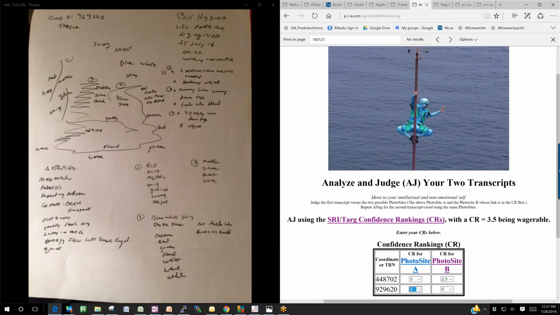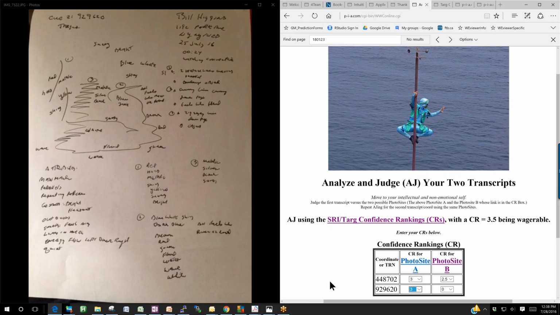At this point, we don't know. But what I do know is one of these photo sites will be associated with one of these coordinates. I don't know which one yet. The other photo site will be associated with the other coordinate. So they become known targets with known associations after the game, and only then can I give you feedback.